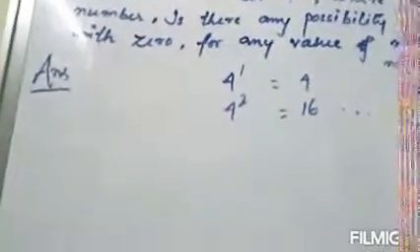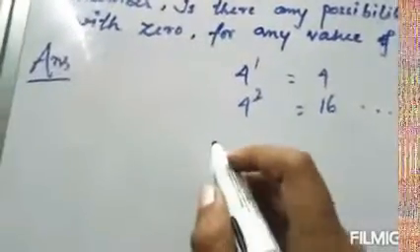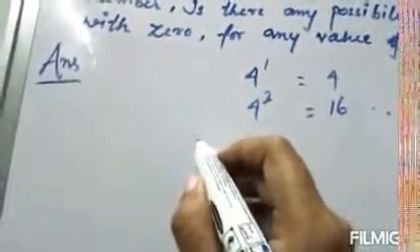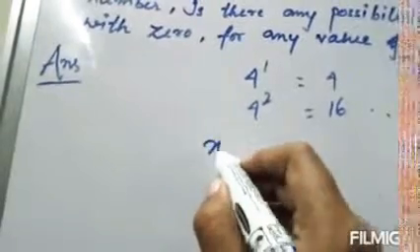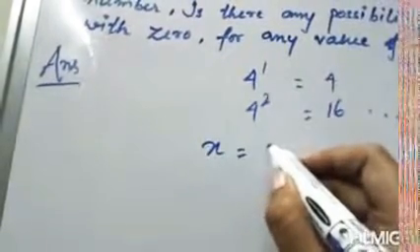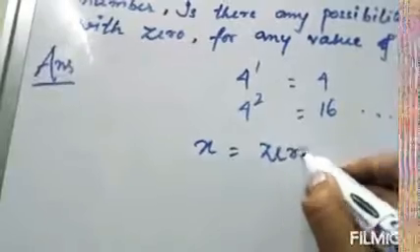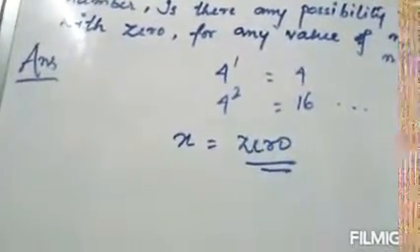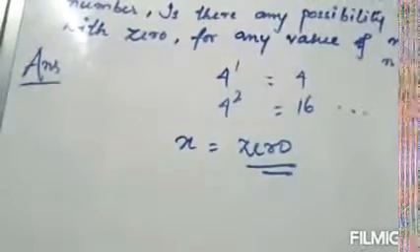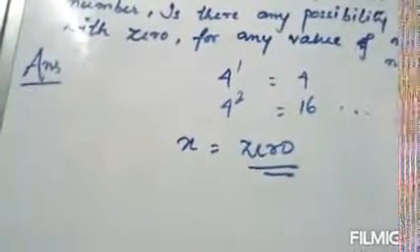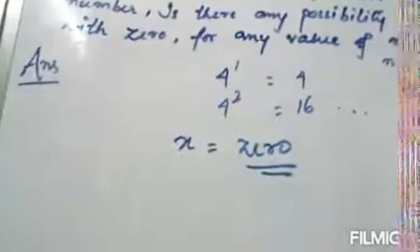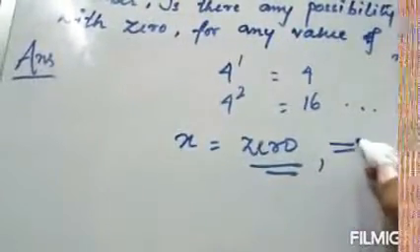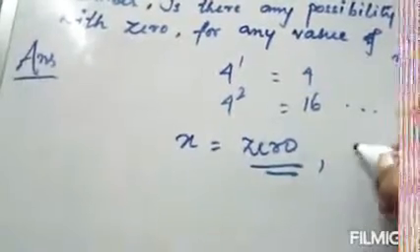Now see, if a number, suppose a number x, has 0 at the end, that means what? Which prime number will divide that number, or what will be its factor? One factor must be 5. Okay, 5 will be one of the factors.